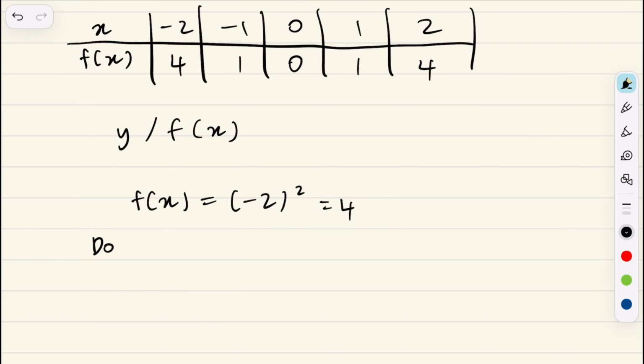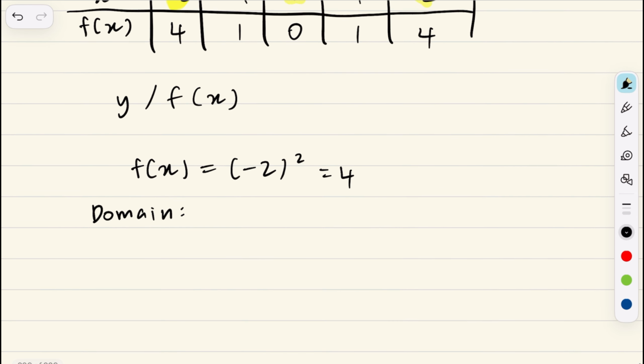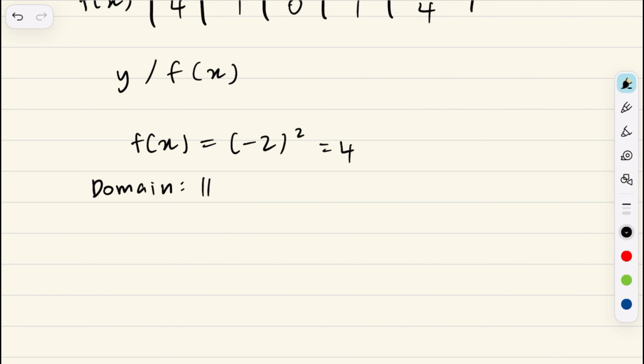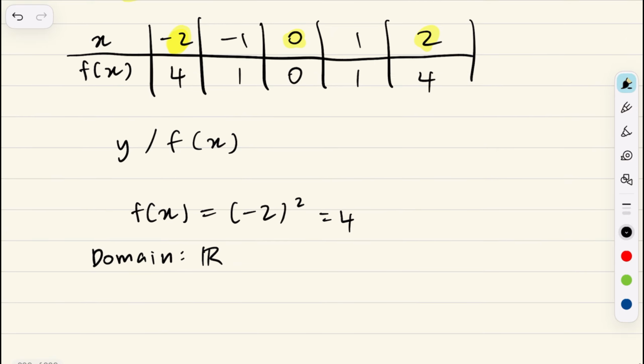So the domain is all the inputs. As you can see, the inputs, they are positive inputs, negative inputs, there's even 0. So it's safe to say that all the inputs can be accepted into the function. So the domain is, we use the symbol for real numbers, which is every single number that exists. So the domain is all real numbers.